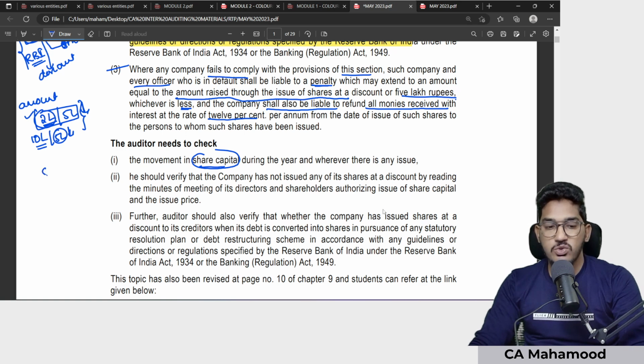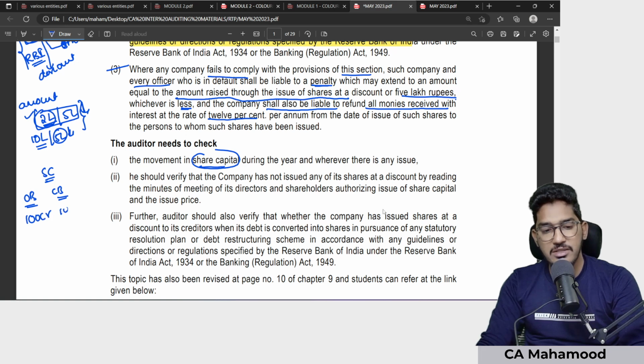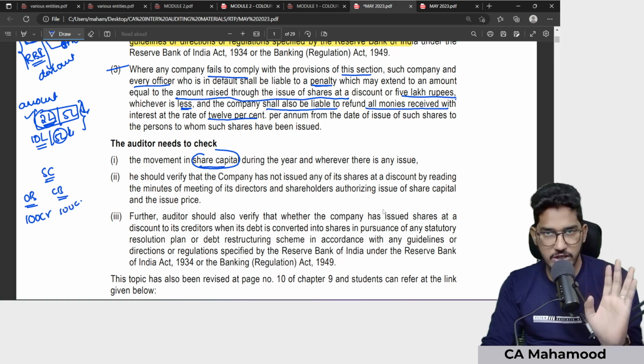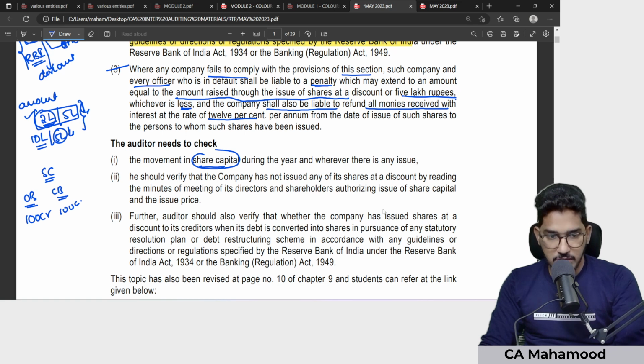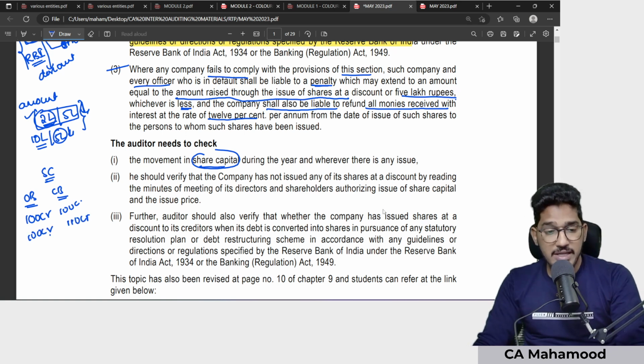So the first thing you need to check is whether there is any movement in the share capital. How to know it? Very simple. Take the opening balance and the closing balance of share capital. Assume the opening balance is 100 crore rupees and the closing balance is also 100 crore. Okay, there is no new issue during the year. Or assume the opening balance was 100 crores and the closing balance was 110 crores. Now it is clear that there is an increase in the share capital by 10 crore rupees during the year.